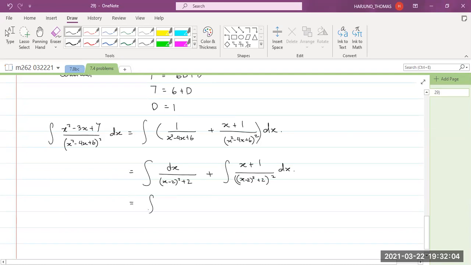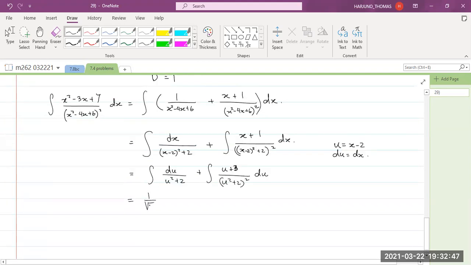Okay, so this will be du over u squared plus 2, if u equals x minus 2. So du equals dx, right? So this will be u minus 1 over, hold on, x plus 2, that's actually u plus 3, I'm sorry. That's u plus 3, and then this will be u squared plus 2 being squared du. The first integral is okay. This is 1 over radical 2 tangent inverse of u over radical 2, plus the second one here.